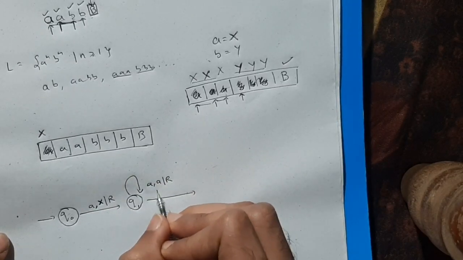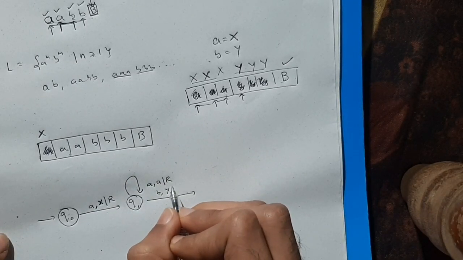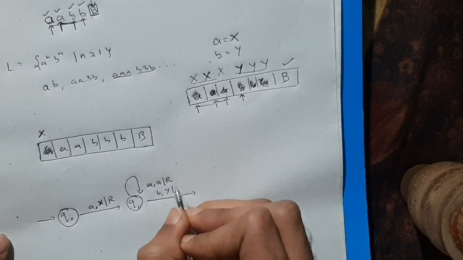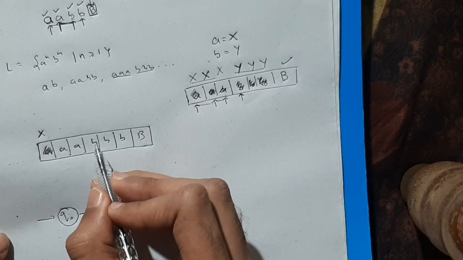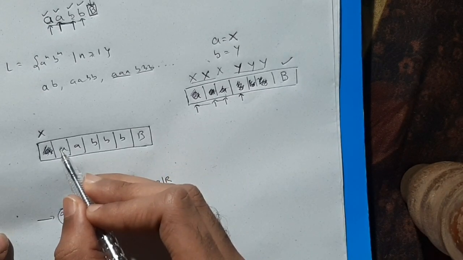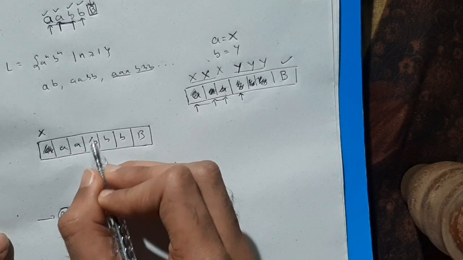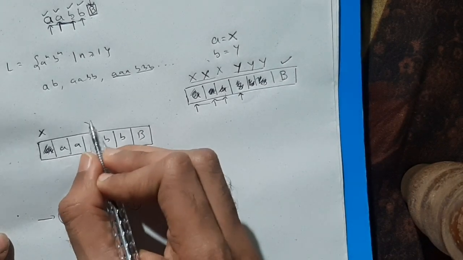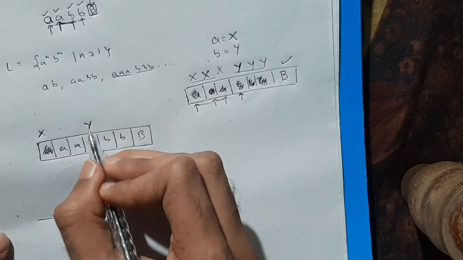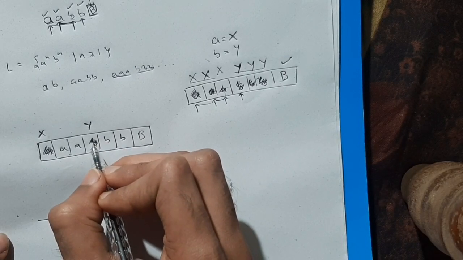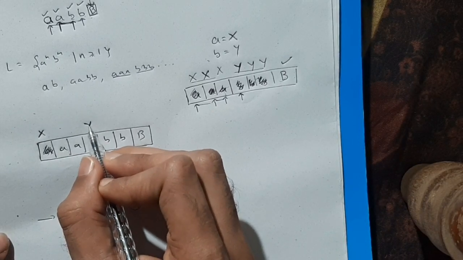So whenever I encounter B, what I have to write is Y, and where do I have to move? I have to move left, because I have found B, and then again I will check if there is A or not. For that I have to move to the left side. So after encountering B, I will rewrite B as Y and I will move left.